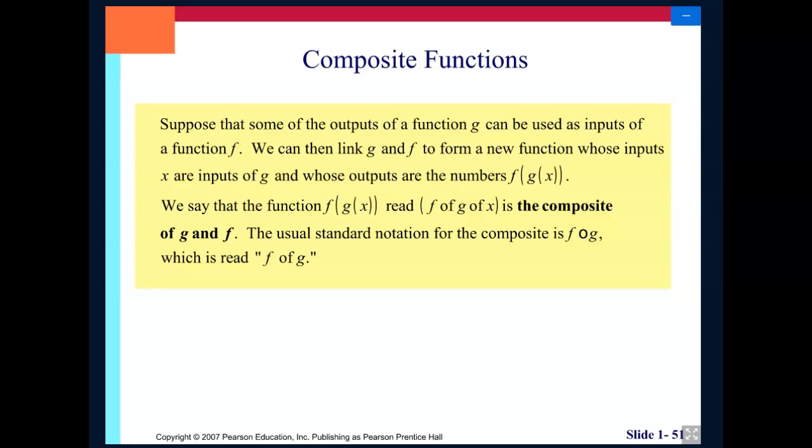Composite functions. Composite functions are the composition of one function inside another. So what we do is we take the output of function g and we make it the input of f. And we continue to do that for many of our functions. So the output of g becomes the input of f. We say that this is read as f circle g, or f of g of x. The standard notation looks like f circle g, and we read that as f of g.